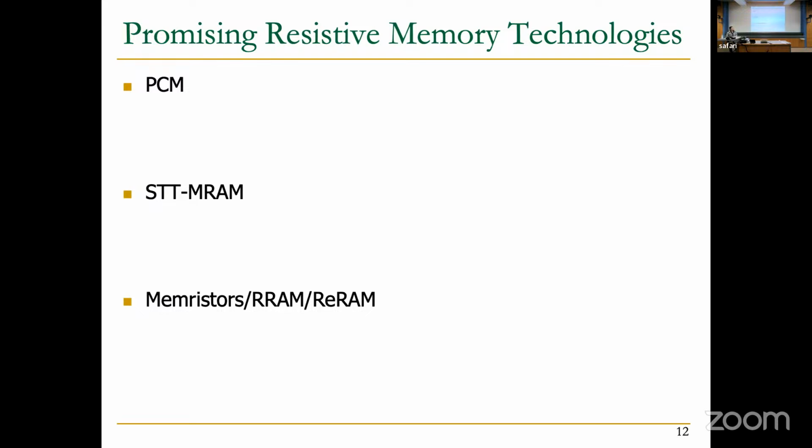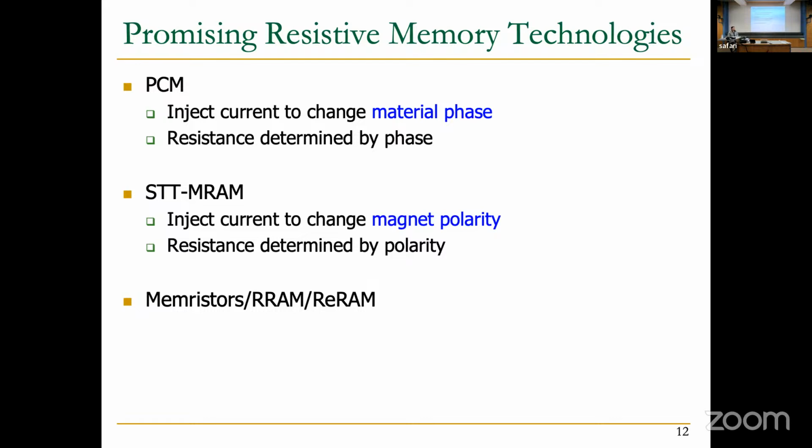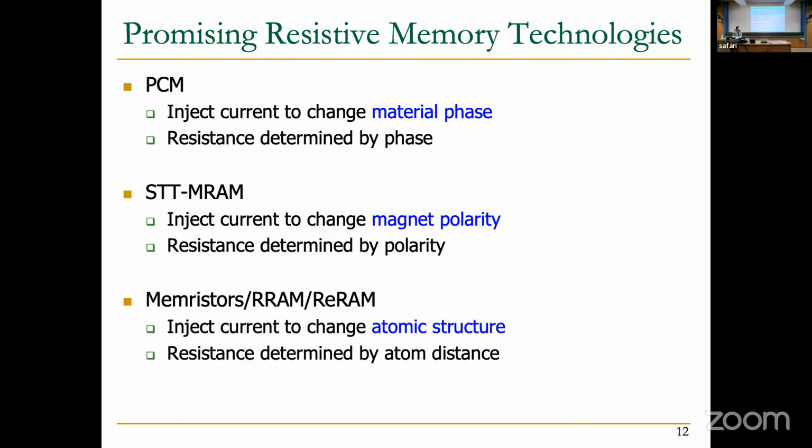And there are some promising resistive memory technologies such as PCM, STT-RAM, and memristor, such as ReRAM. These are similar things, but they are written with different names. I will first talk about PCM and STT-RAM to give you more hints about how this new technology can be used in current memory systems. PCM works by injecting current to change the material phase, and the resistance is determined by the phase. STT-RAM works in a similar way, injecting current to change the magnetic polarity, and the resistance is determined by the polarity. And memristor works similarly, injecting current to change the atomic structure of the material, and the resistance is also determined by the atom distance.